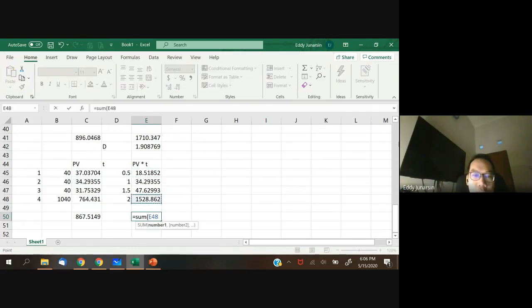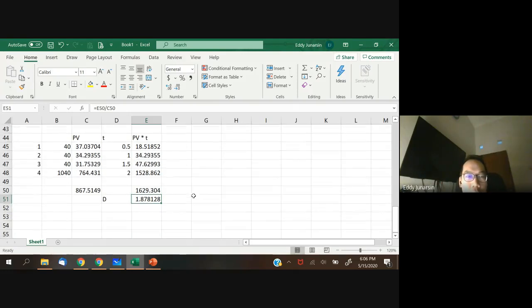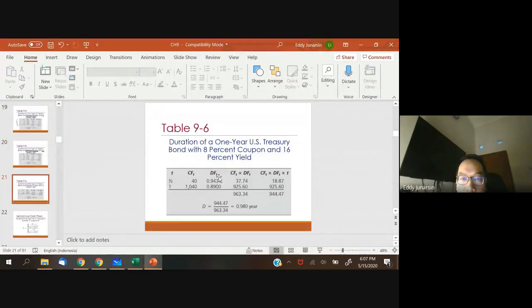Then we get the numerator. Right, 1.87 for this one. So again, the maturity is 2 years, but the duration is only 1.87 years. So we'll finish off with maybe one more example, this one.